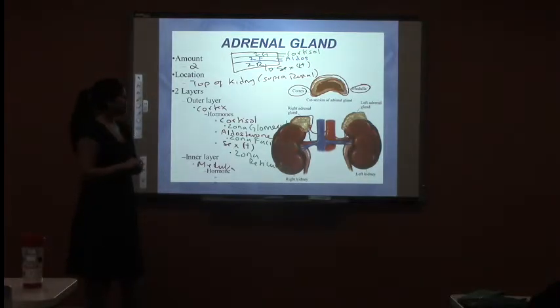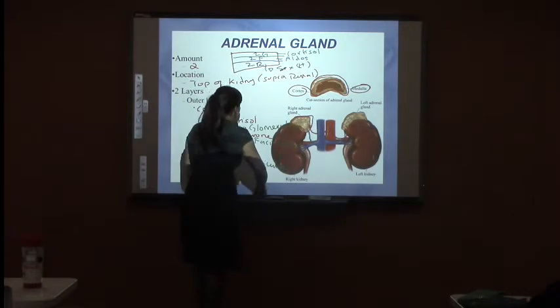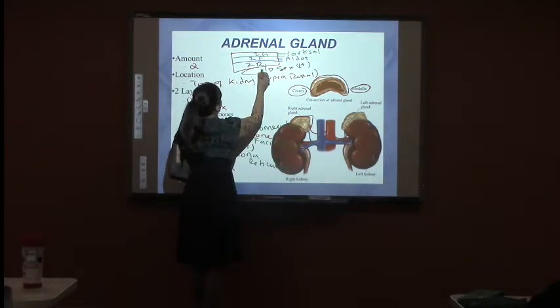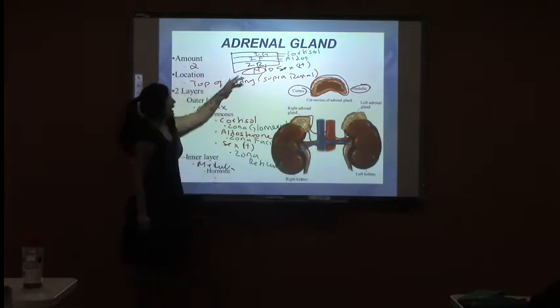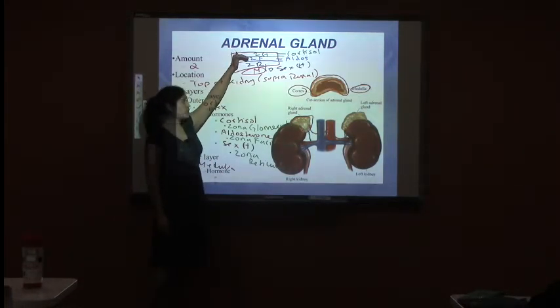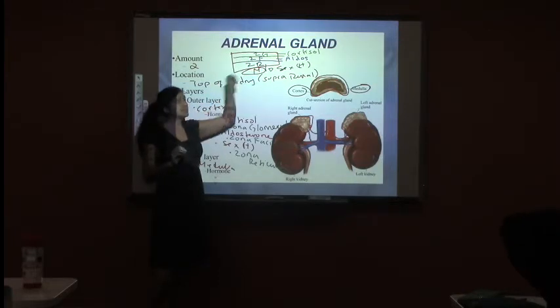Cortex. Okay? And right here, we have the medulla. So the outermost layer releases cortisol. The middle layer secretes aldosterone. The innermost layer, which I'm not talking about the medulla, it's still the cortex, releases sex hormones.